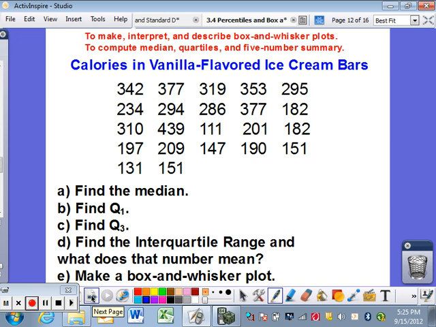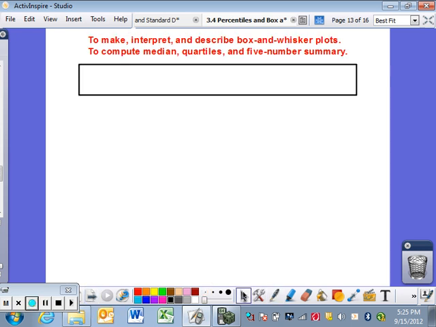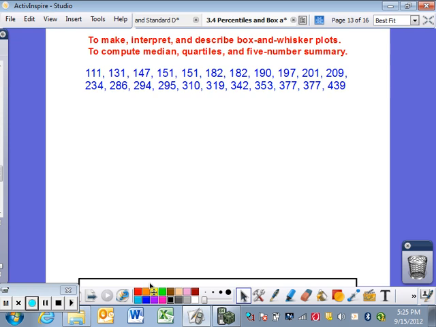I just want you to try it. So if you could push pause, that'd be good, if you want to try it and see if you follow along with me on that. Okay, if not, okay, you want to order them lowest to highest. And then you need to compute the 5-number summary.